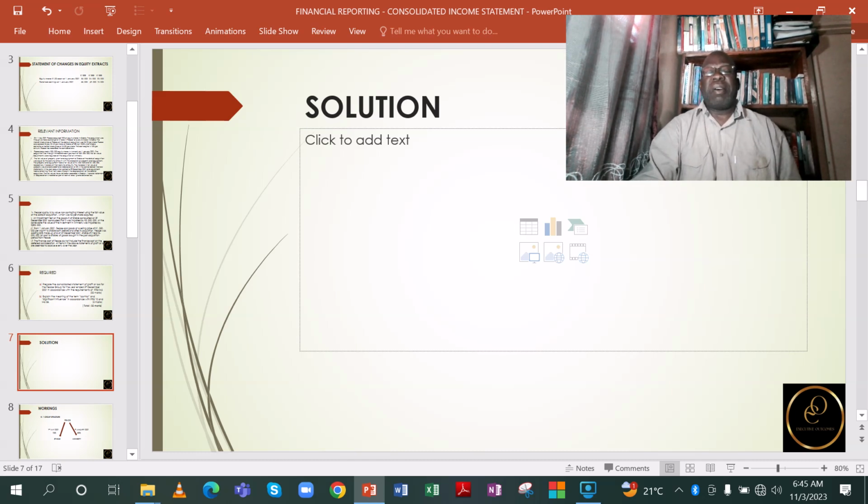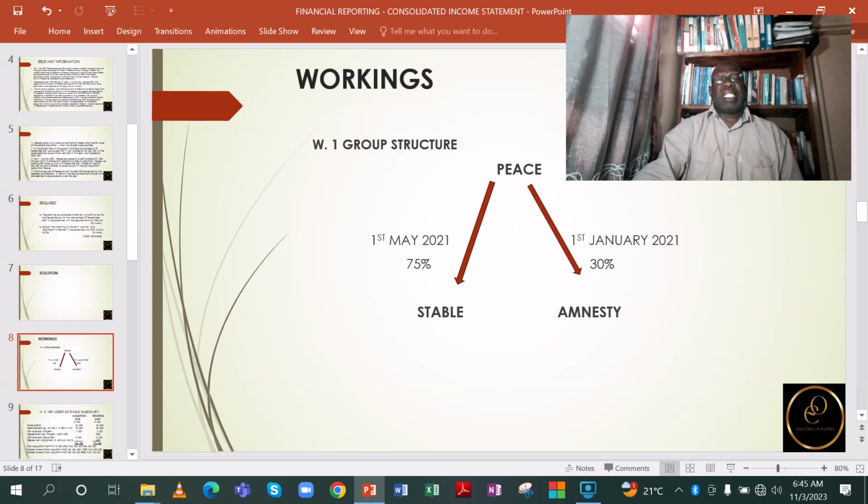I normally ask them to start with working number 1, where you show the group structure. In this particular case, the group structure shows that Peace acquired 75% in Stable, and you indicate the date, 1st May 2021. That's when the acquisition took place. It also acquired a 30% shareholding in Amnesty on 1st January 2021. So you indicate that, so that it gives you a picture of what you are going to be dealing with in this particular consolidation.